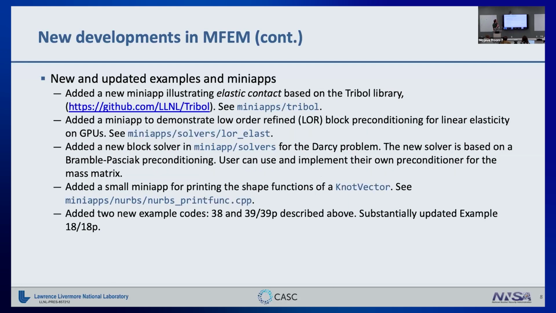So now, examples and mini apps. One new mini app, which was actually developed by the Tribol team at Livermore, is illustrating elastic contact. Tribol is the library for contact. This is their GitHub page, and this is illustrated in a mini app called Tribol. So this is a contact library from Livermore, as you can see here. If you're interested in contact, this could be of interest to you.